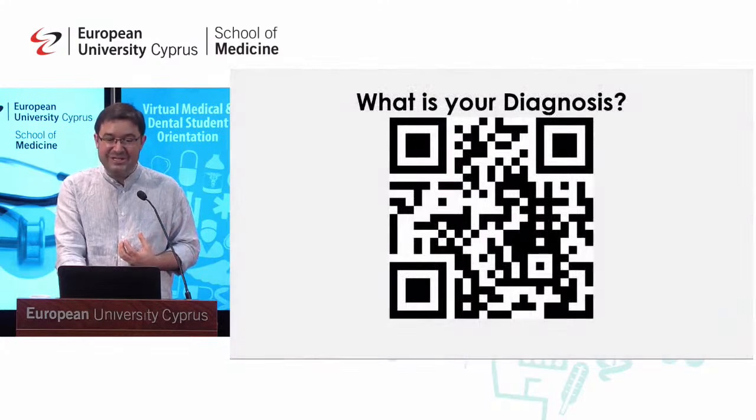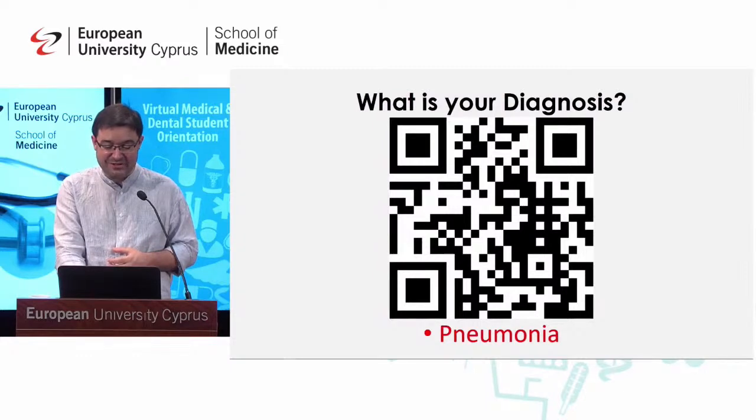Right now, you could scan the QR code on the screen with your cell phone and select your favorite answer. You can play with that, and the winner is, anybody guessed it? Pneumonia right here. I hope you understand from this case that it is important to correlate structure and function and also link various disciplines together, such as histology, physiology, microbiology, radiology, etc.